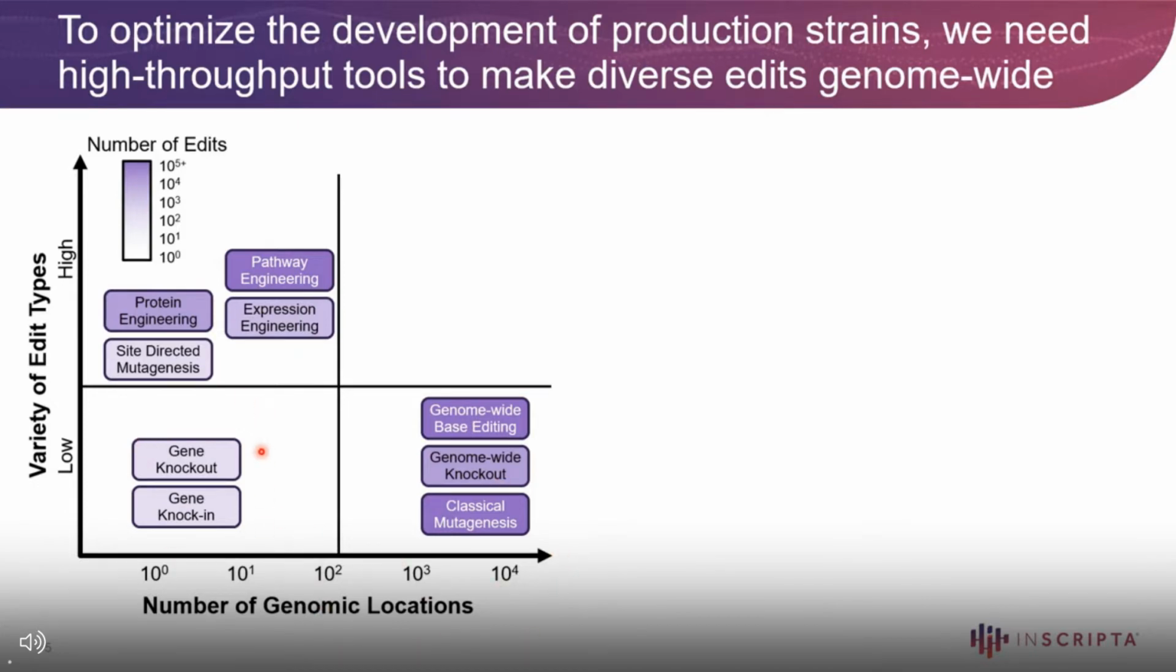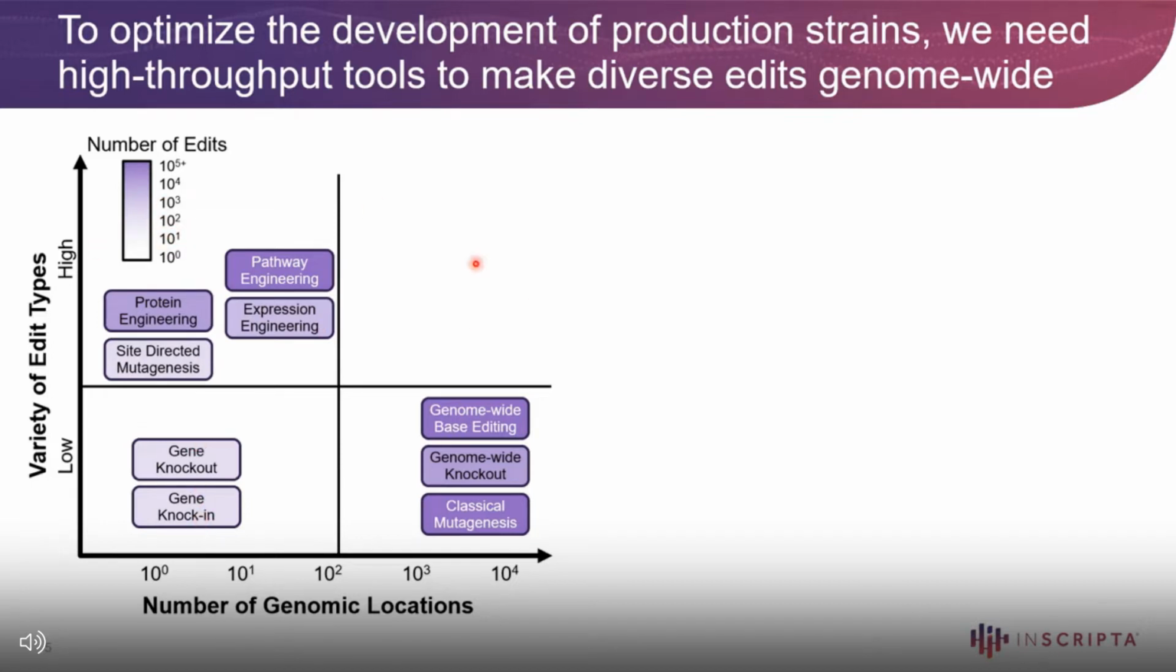Simple things like gene knockouts or gene knock-ins are a simple edit type, and you're targeting maybe one location. Something like classical mutagenesis, where you treat a production strain with a chemical mutagen, can introduce tens to hundreds of different edits within the genome, but it's a very low variety of edit types. If you're doing something like classical protein engineering, you're targeting maybe a single enzyme, but you can have a wide variety of edit types. So few genomic locations, but a high variety of edit types.